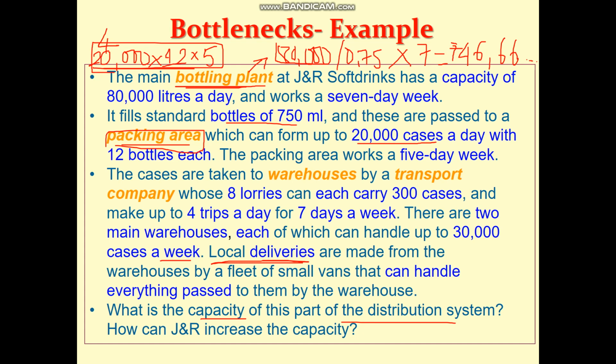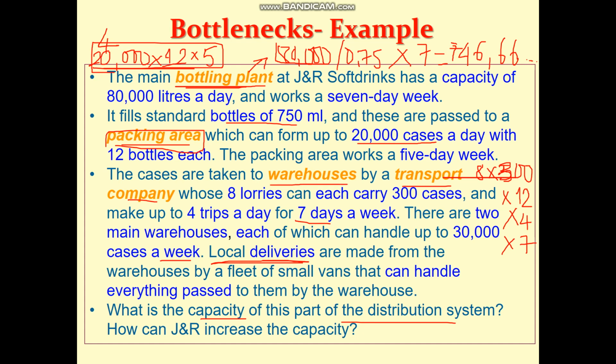Next, we will consider the transport company. So the transport company have 8 lorries, and one lorry can carry 300 cases, and one case is 12 bottle, right? And they go 4 trips per day. So multiply by 4, and they work 7 days per week. So multiply by 7. Then we will have the total bottle that the transport company can handle per week. That is 8 times 300 times 12 times 4 and times 7.